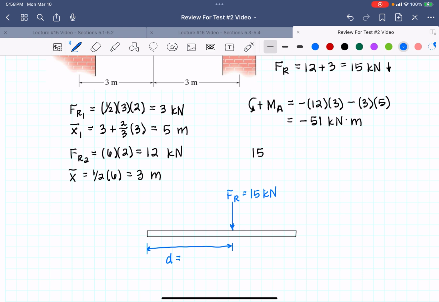So to do that, I'm going to take my 15 kilonewton force. And remember, I'm looking at point A over here, so my moments are about point A. For the resultant force, it's going to be 15. It's negative, causing it to go down. So it's negative 15. And the distance is whatever that D is that we're trying to calculate. We're going to set that equal to the negative 51, and I'm going to solve for D. And D equals 3.4 meters. So that is my answer, 3.4 meters.